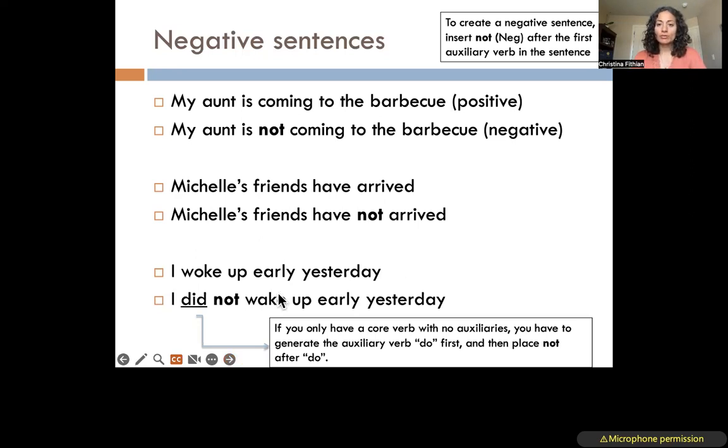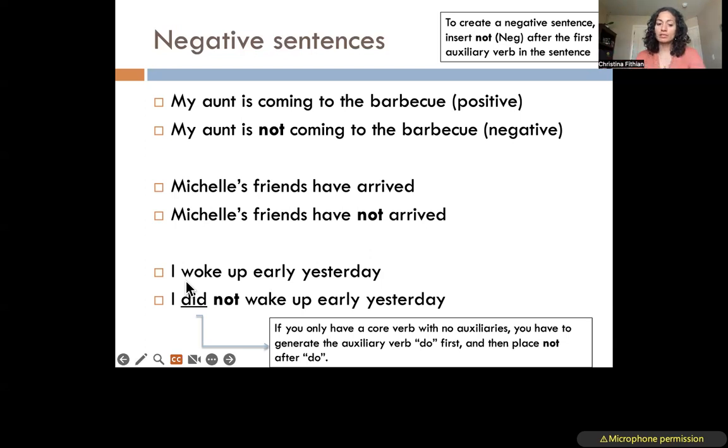And so I want to remind you of a couple of rules here, and this is going to be our negative sentence rule, which we see at the top of each of these slides. It says to create a negative sentence, insert not after the first auxiliary verb in the sentence. But what if you don't have an auxiliary verb? Well, in this case, we have to add a second rule. If you don't have an auxiliary verb, then you need to create one, and that is do. So that's exactly what we see going on in the third example here.